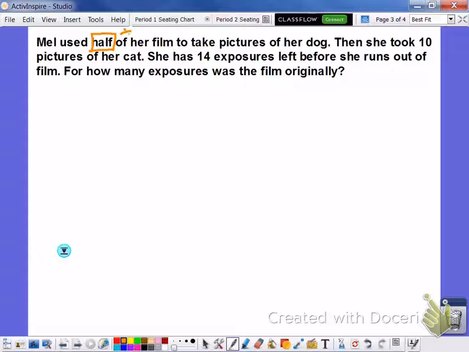So that would mean that we are dividing by 2. And then she took 10. So took would mean subtraction. We're taking away from our total. And she has 14 exposures left. So in this case, we would kind of have the final answer, and we need to work backwards. Remember, when you work backwards, you would do the opposite. So if she starts with 14, she took away, so the opposite of taking away would be to add 10. So before she took pictures of her cat, she would have 24 pictures.